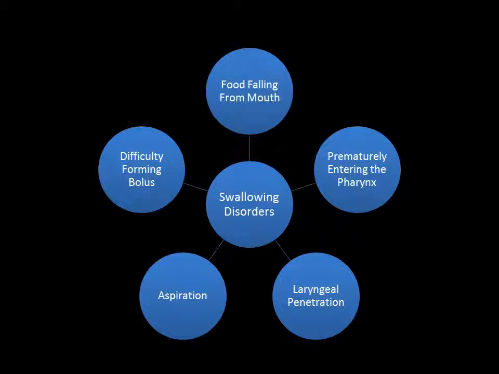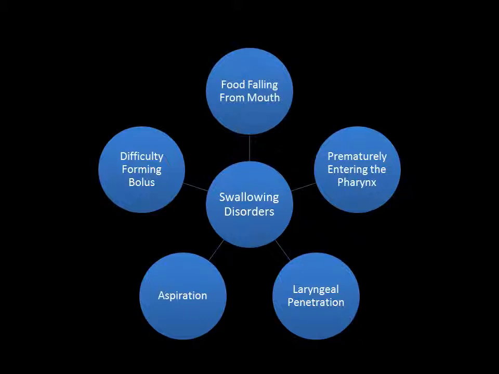So penetration below the level of the vocal folds into the trachea is called aspiration. And that's when it's actually going into the trachea and then eventually the lungs. And then aspiration pneumonia occurs when food or liquid enters the bronchi of the lungs. That's when infection occurs or can occur.